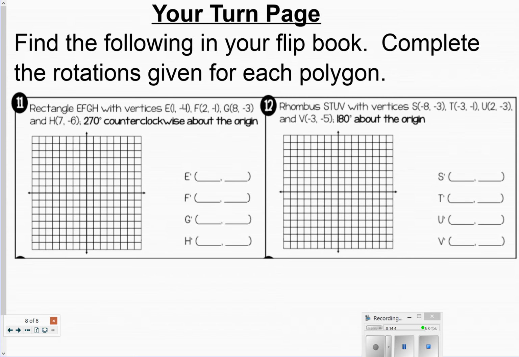For your homework tonight, I want you to do numbers 11 and 12 in your flip notebook using this information and bring any questions you have. Hopefully we'll be able to answer them all for you.